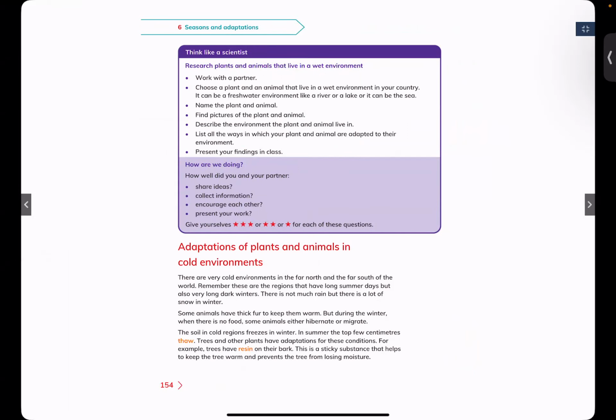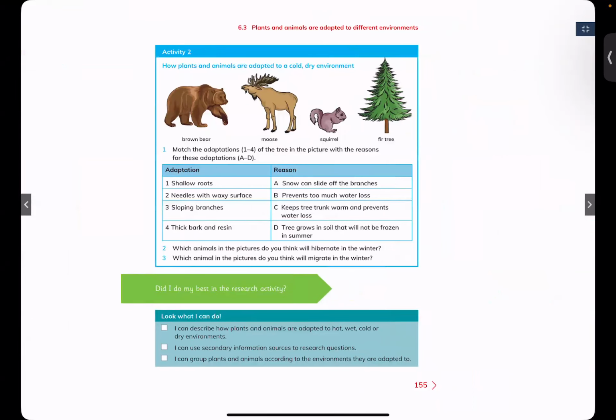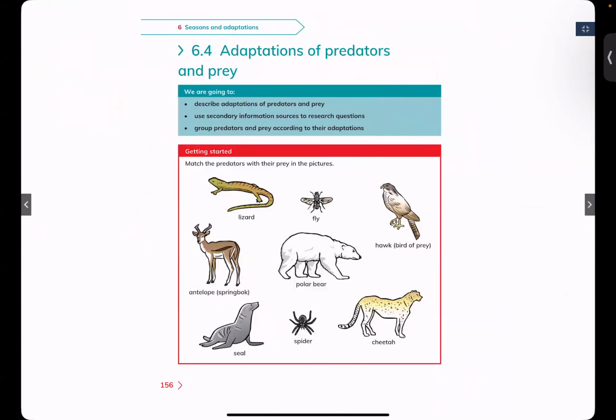Orally answer these questions to test your understanding. Check your answer with the answer key that is provided by your school teacher. And yeah, that's it. Now, the last topic is adaptations of predators and prey.